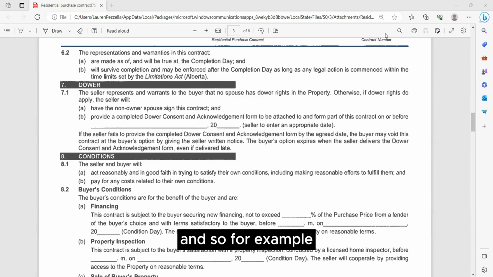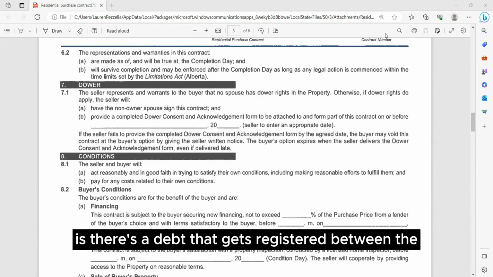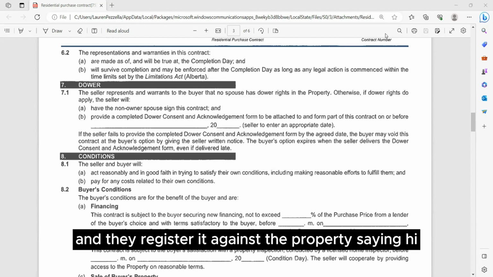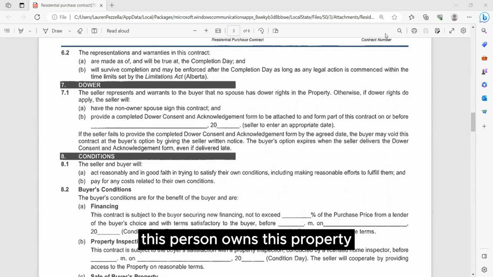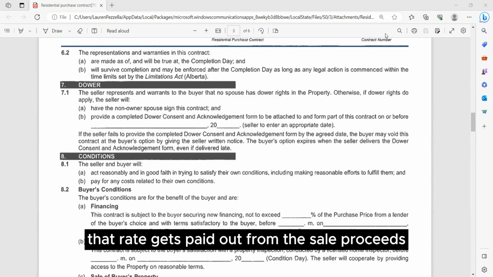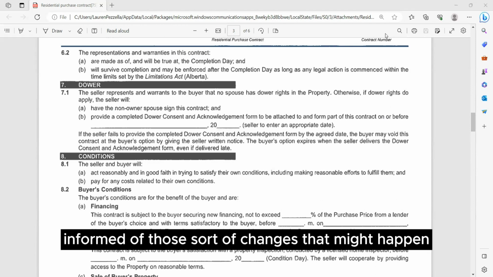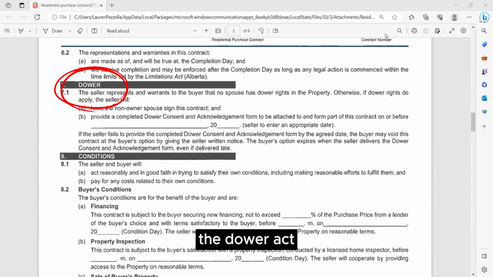And so, for example, what happens occasionally is there's a debt that gets registered between the time of the purchase contract and the closing date, and they register a writ against the property saying, hi, this person owns this property, owes me money. Well, then you have to adjust that to make sure that writ gets paid out from the sale proceeds, even though that might not be in the contract. And it's up to the seller to make sure that the buyer is informed of those sorts of changes that might happen.